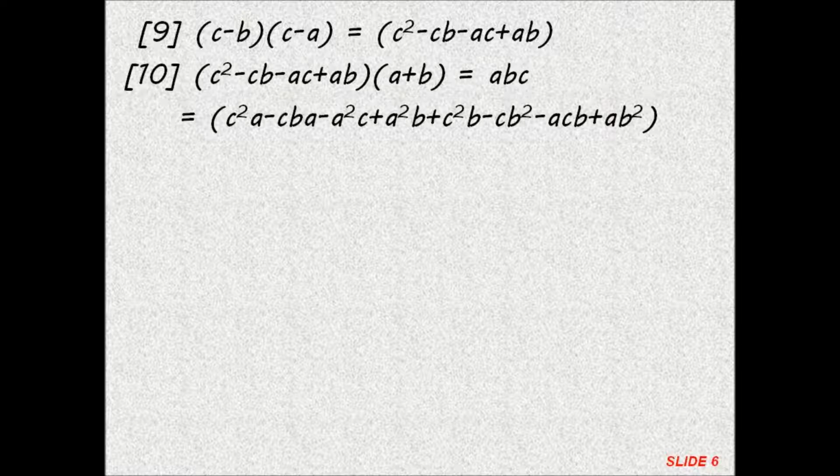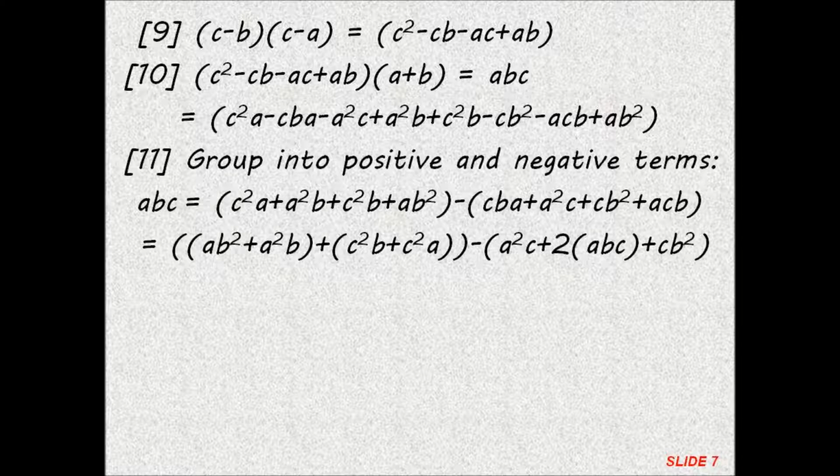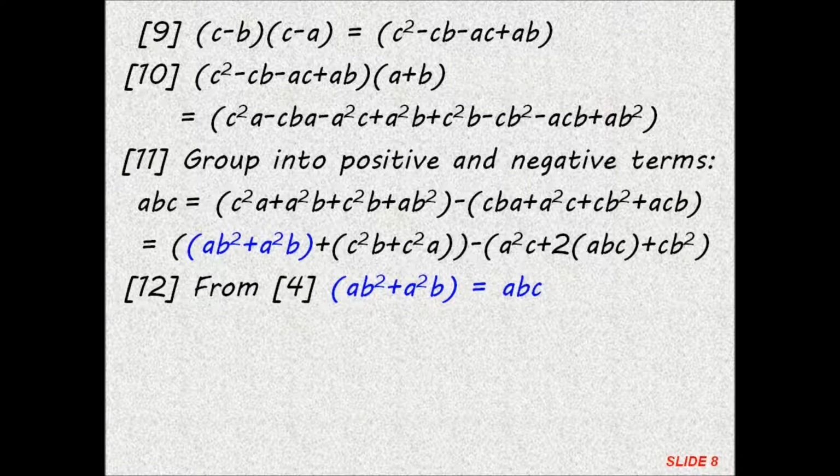10. (C squared minus CB minus AC plus AB) times (A plus B) is equal to A times B times C, is equal to all the terms in brackets. 11. Group into positive and negative terms to give the composite A times B times C equal to the sum of all the positive terms minus the sum of all the negative terms, the positive terms splitting into two subgroups as shown. 12. From 4 we see that the first positive subgroup A times B squared plus A squared times B is equal to the composite A times B times C.